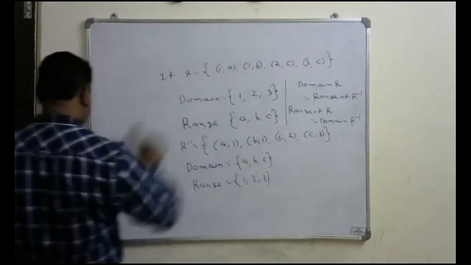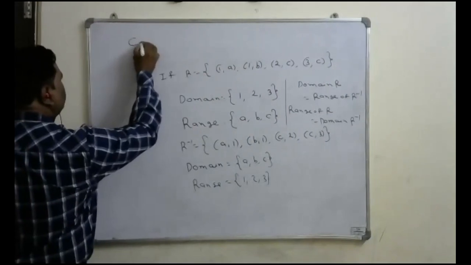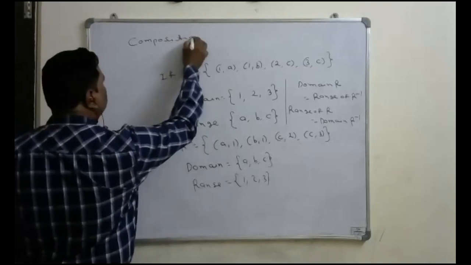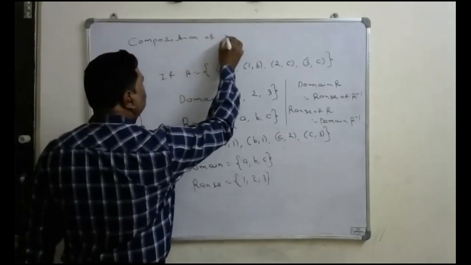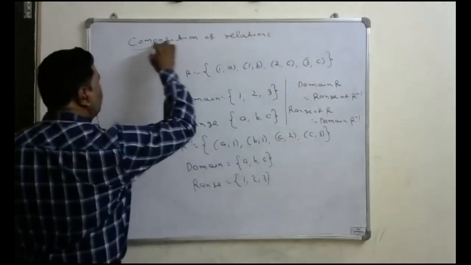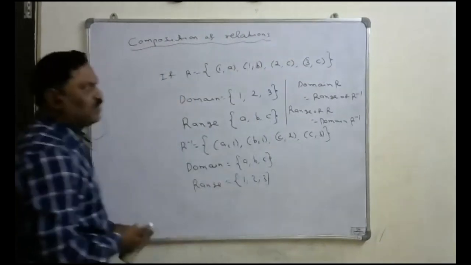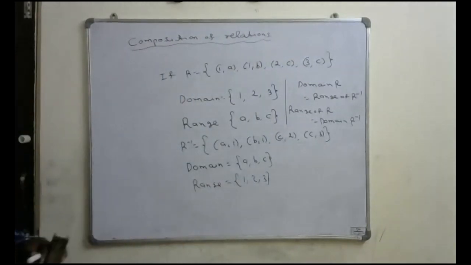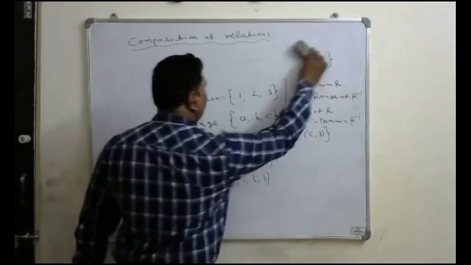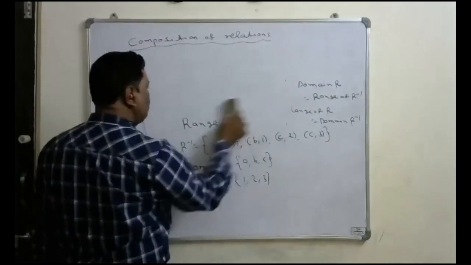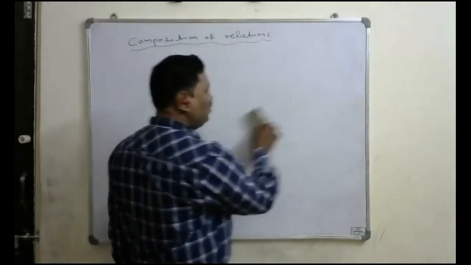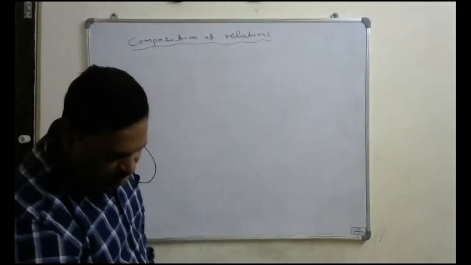Next, keep this heading: composition of relation. Compositions of the relations. Okay. Just observe here. What is meant by this composite relation? You can also call it the composite relation or composition of the relation. What is the meaning of this?